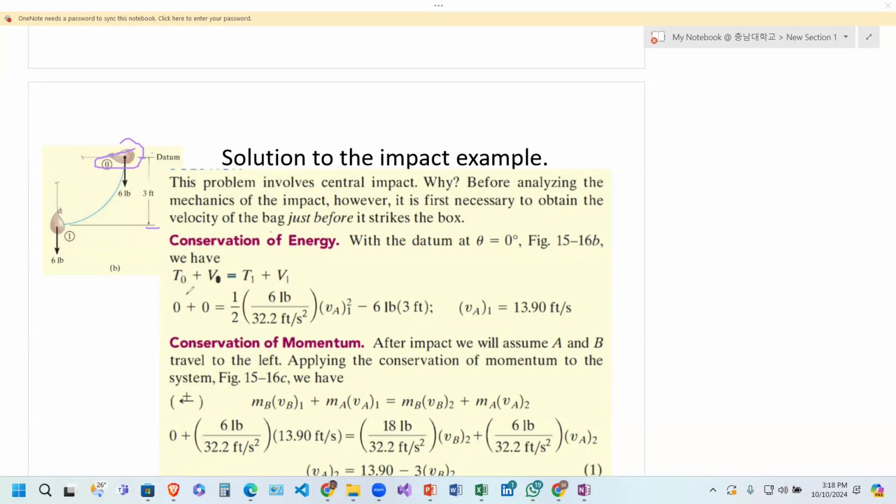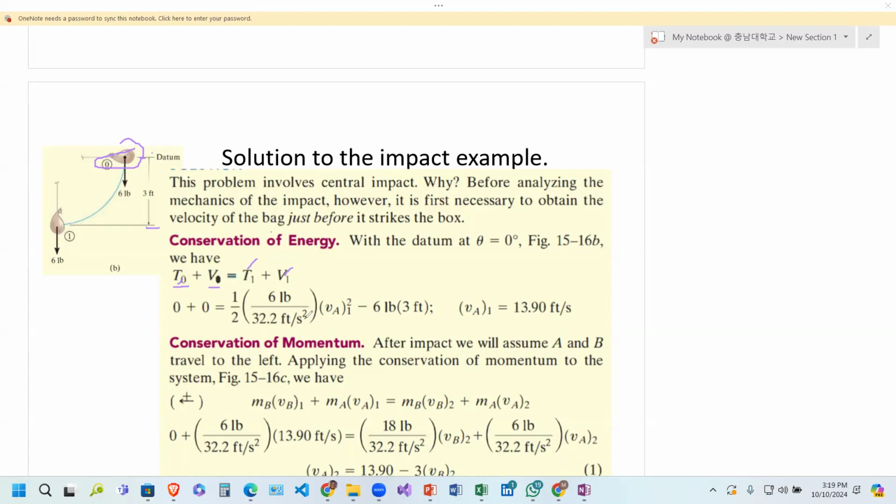Initially, T naught is the kinetic energy. So we are conserving energy: the kinetic energy at point 0 plus the potential energy at that point, V naught, is equal to the kinetic energy at point 1 plus the potential energy at point 1. That is what we are trying to conserve, because we are interested in finding the velocity.